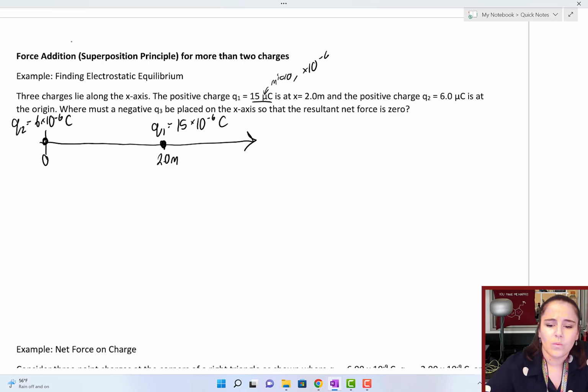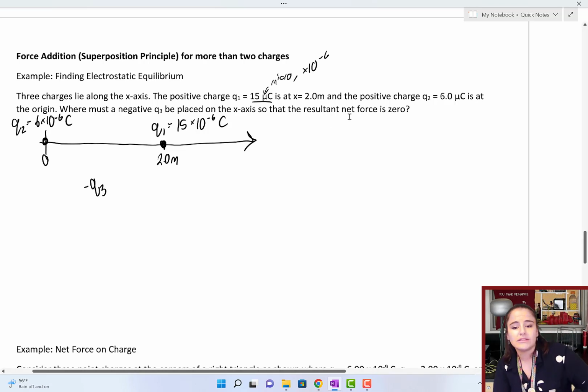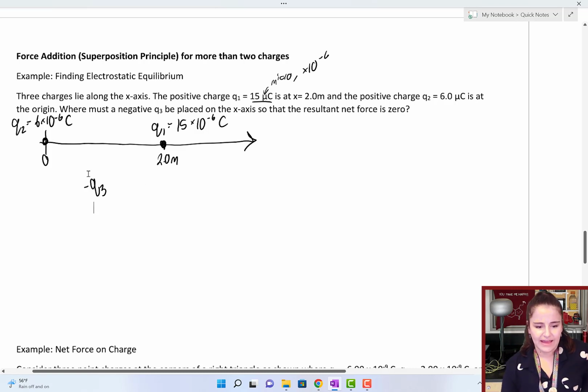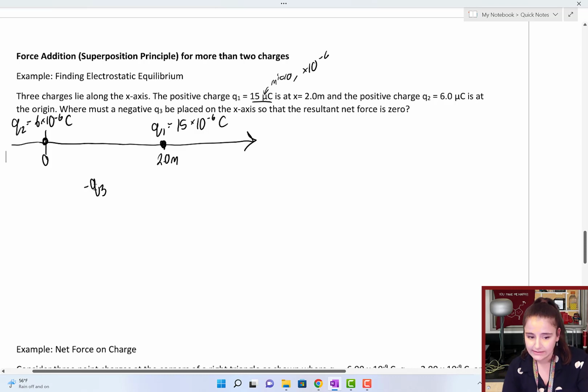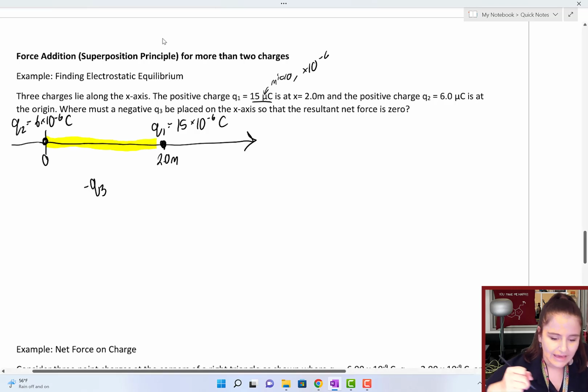And then it's asking, where must a negative Q3 be placed on the x-axis so the resultant net force is 0? Well, first let's think about how it's going to interact with both of these charges. It's negative, so it is going to be attracted to both of these. If we want it to be attracted to both and we want the resultant net force to be 0, we're going to need to put it in between them. So we know that this charge must be somewhere in between.